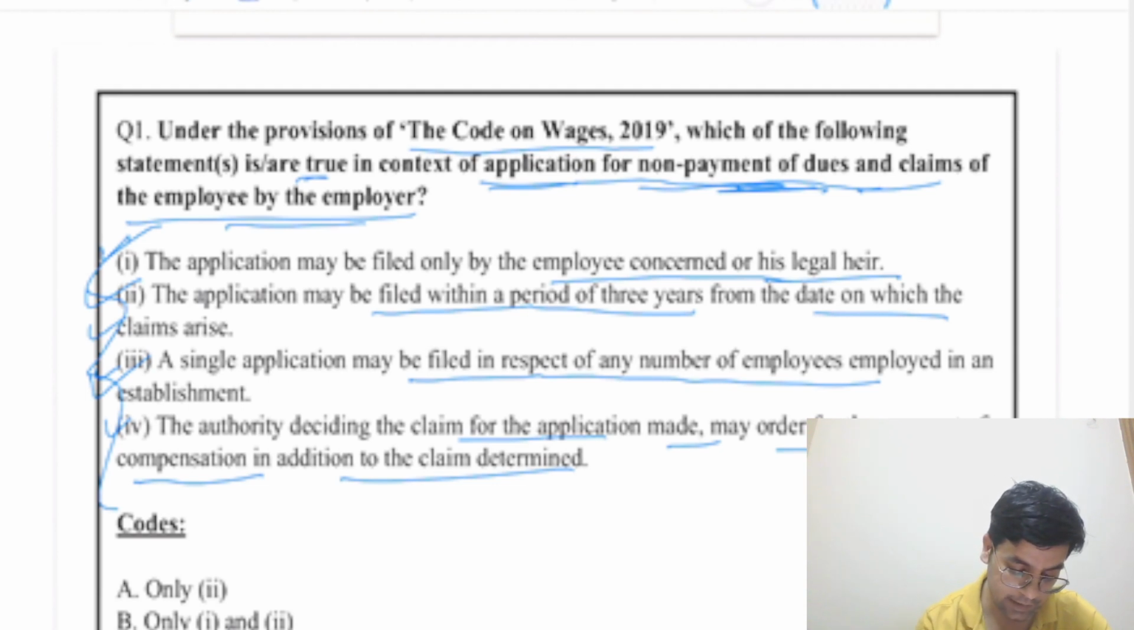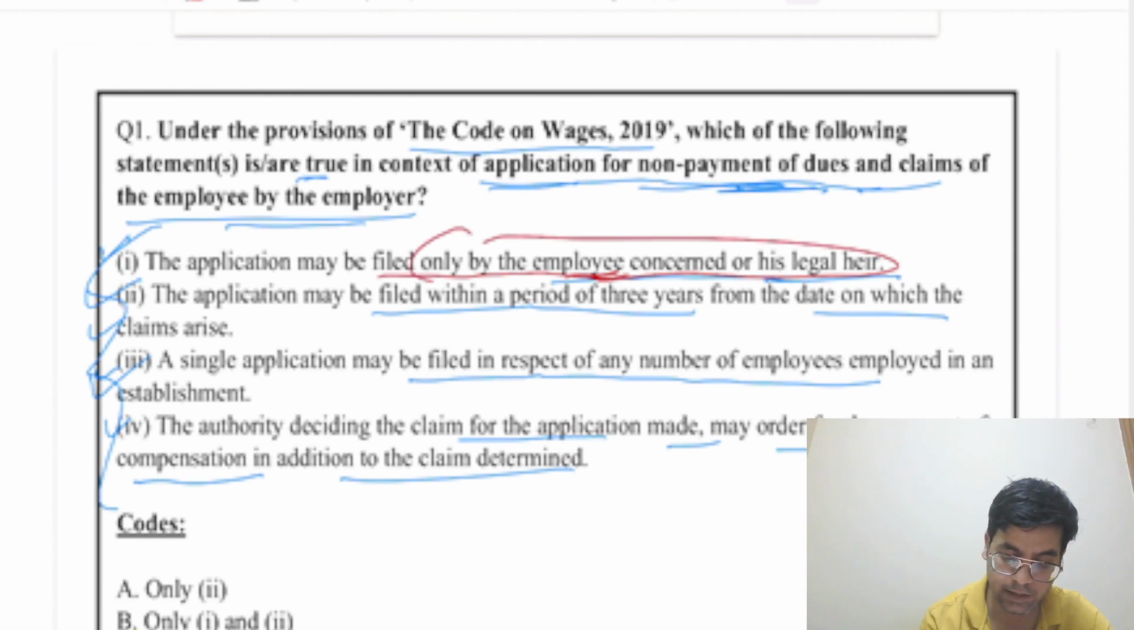So the correct answer is C, which means only 2, 3 and 4. In number 1, the application may be filed only by the employee concerned. Only is there, an extreme word, so you can eliminate that. So this is question number 1.